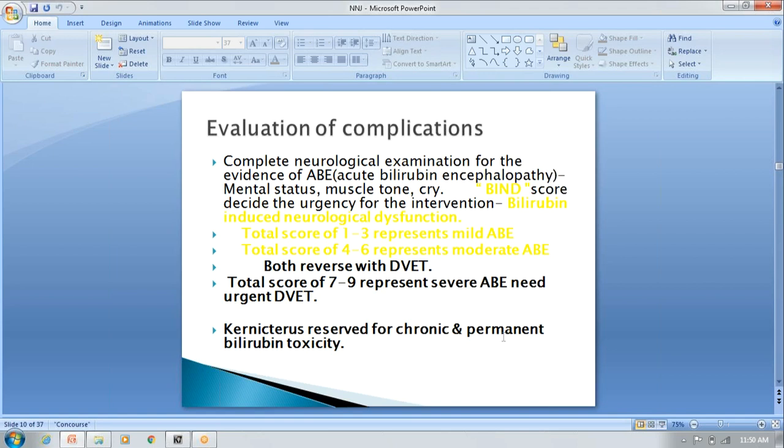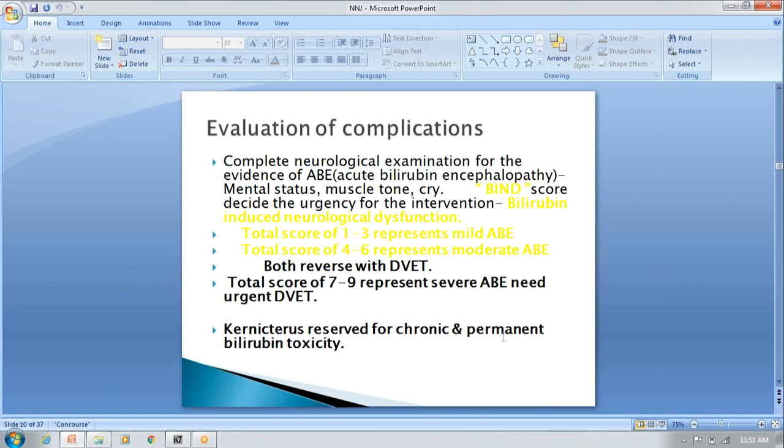Then what are the complications of this bilirubin? Why do we bother about the bilirubin? It may cause acute bilirubin encephalopathy or chronic bilirubin encephalopathy. Acute bilirubin encephalopathy has a grading system, the BIND score, bilirubin induced neurological dysfunction, which has parameters like mental status, muscle tone and cry. This BIND score is very, very important to decide whether the child is going into kernicterus or not.